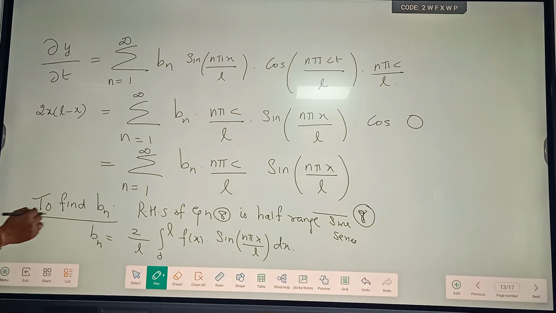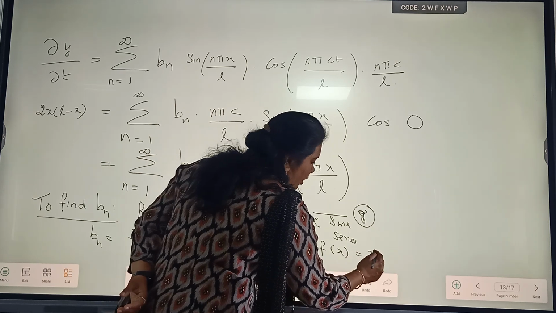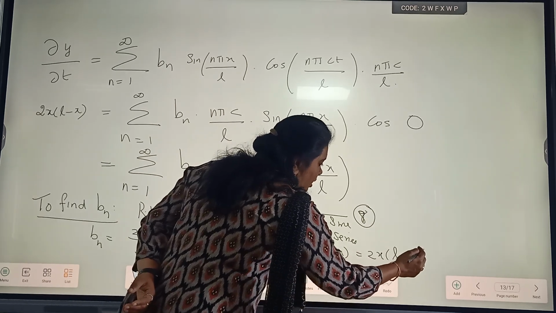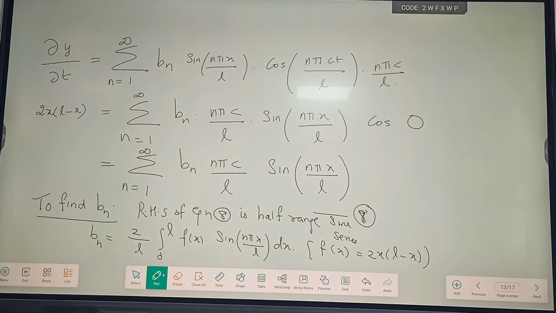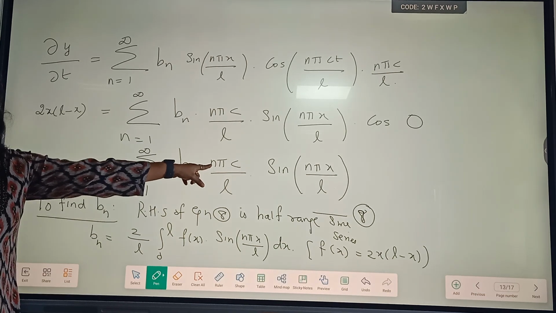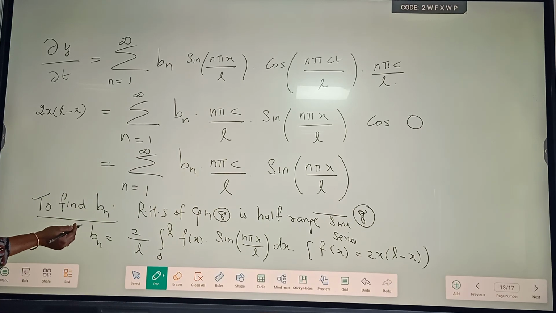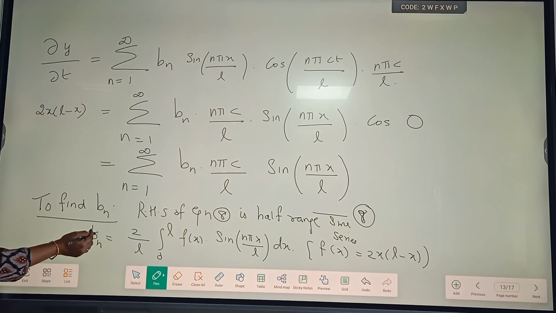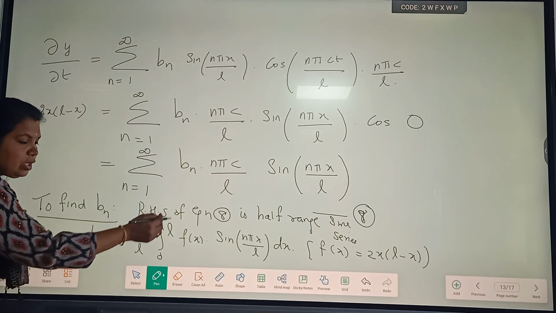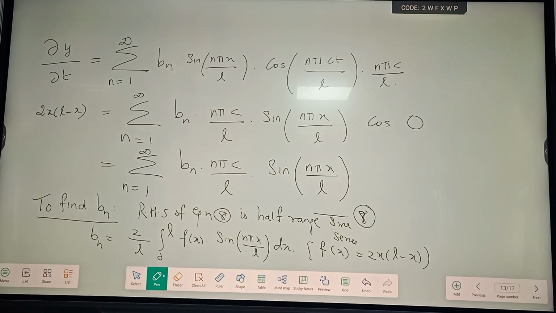Now in the question itself f of x is given. What is the value of f of x? 2x into L minus x is given in the question. So we are going to find the answer for Bn alone. But already Bn is multiplied by n pi c by L. So when you are doing the calculation, you have to multiply this by n pi c by L only on the LHS, not in your formula. Make it very clear. Got it?